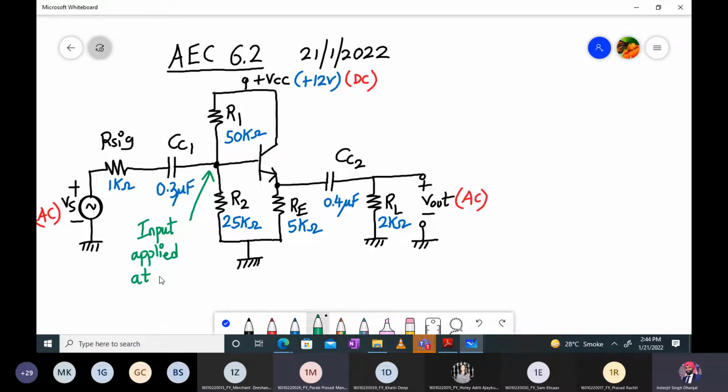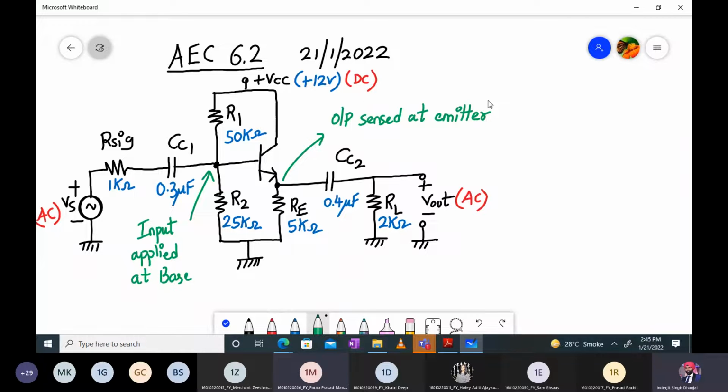Input applied at base terminal, and output is sensed at emitter. So you all know the definition of common emitter, common base, and common collector. It's not because the emitter is a common terminal. No, the emitter is the common terminal in the AC analysis, in the small signal equivalent circuit. In the common base, the base terminal is common in the AC. AC ground is common, not the DC ground. Understand that.